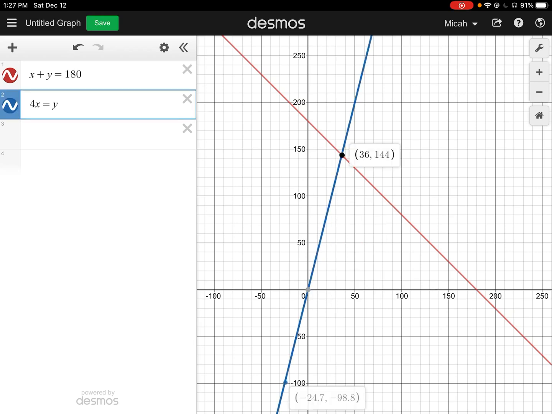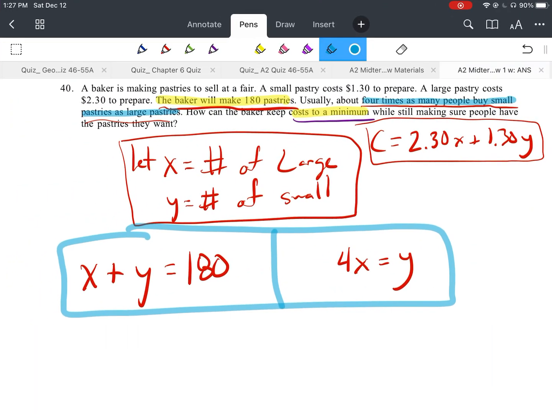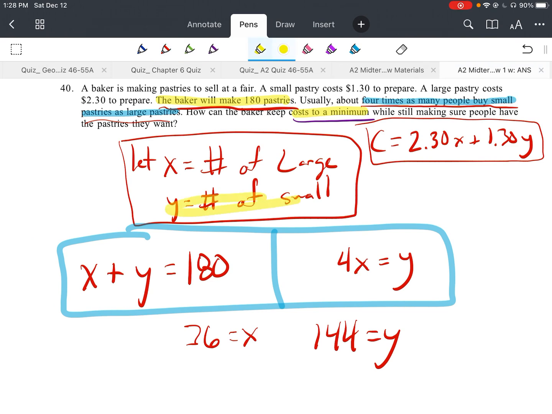It's this point right here. If you double tap it on Desmos, it'll let you know what that value is. It's 36 is the x value, 144 is the y value. 36 equals x, 144 equals y. And remember, I go back up here to see how I defined the variables. Y was my smalls, x was my larges, so I need 36 large and 144 small. Now, if you did your x and y differently, it's going to just look like 144 and 36. However you define your variables, let that determine what your x and y are at the end.